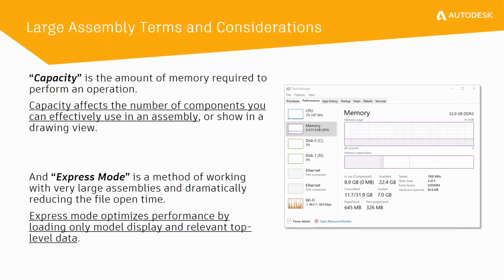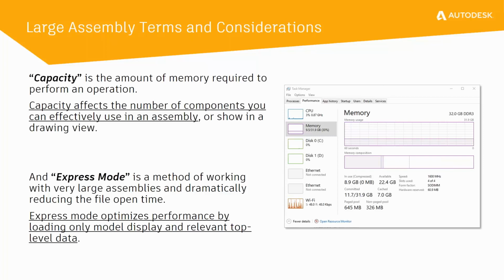Capacity is another term that's often used, and this is the amount of memory required to perform an operation, and the capacity affects the number of components you can effectively use in an assembly. So the higher capacity system you have, the higher threshold you have in terms of being able to work with large assemblies.